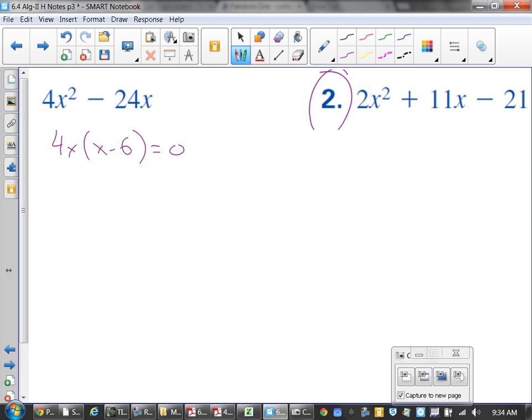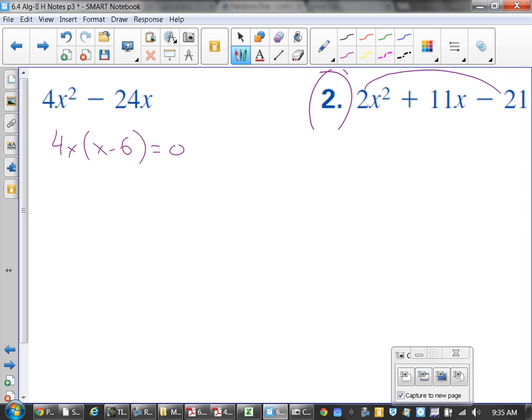On the second one, there isn't a GCF. And this is the one that a lot of you tend to not like. What you have to do here is multiply the first term and the last term together. I always set these up by factoring by grouping. You might hear it called split the middle term. So what's 2 times negative 21? Negative 42.